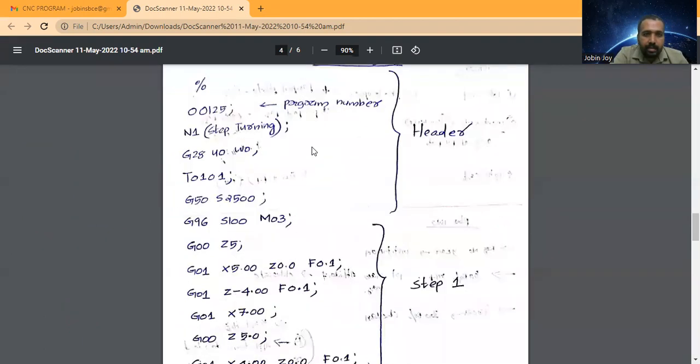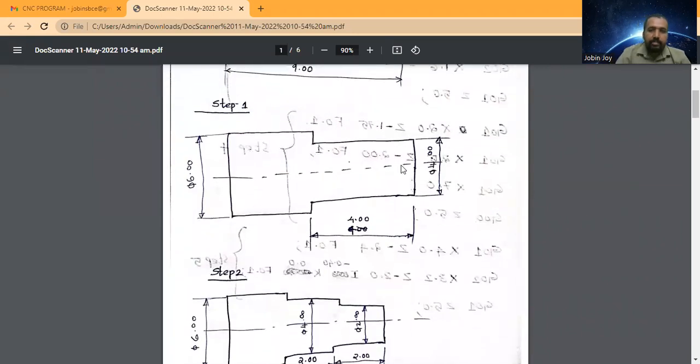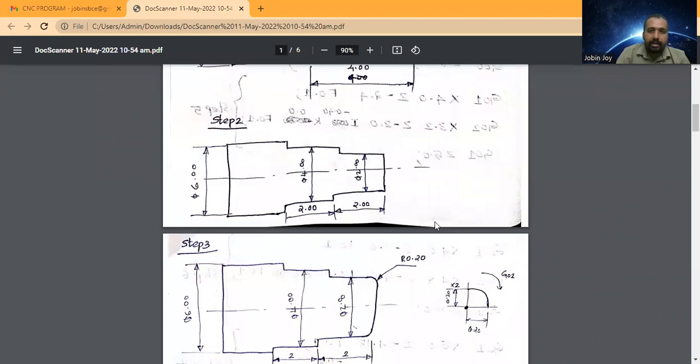Then the next step is... so the first step is completed. That means this diameter is 4 and this length is 4. Then the next is I will cut the second step. So the second step means this is 2 and this distance is 2. Okay. So the diameter is 2 and this distance is 2.